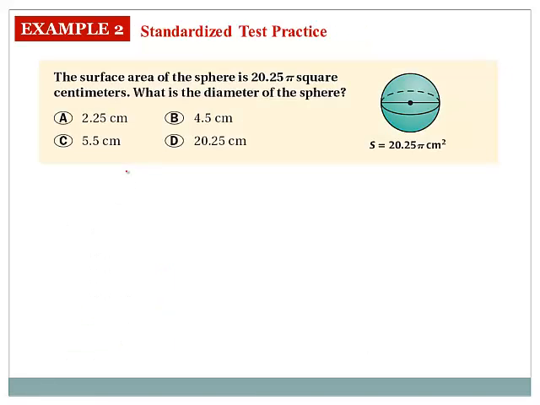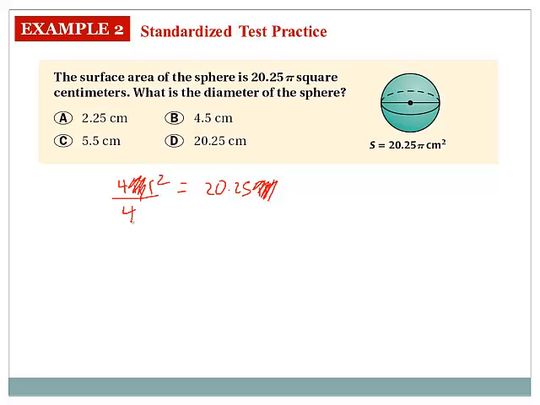Okay, so we have the surface area of the sphere is 20.25 pi square centimeters. What is the diameter of the sphere? What you have to do algebraically is set up: we know 4 pi times the radius squared is equal to 20.25 pi. Now, it's up to you if you want to use the pi button or the 3.14. It really doesn't matter because if you use algebraic division, the pi's will actually cancel out. So whether you use 3.14 or the pi button, you'll still get the same thing.